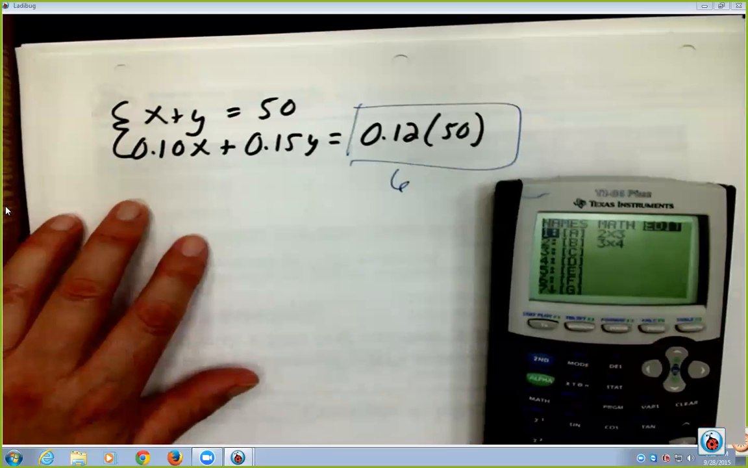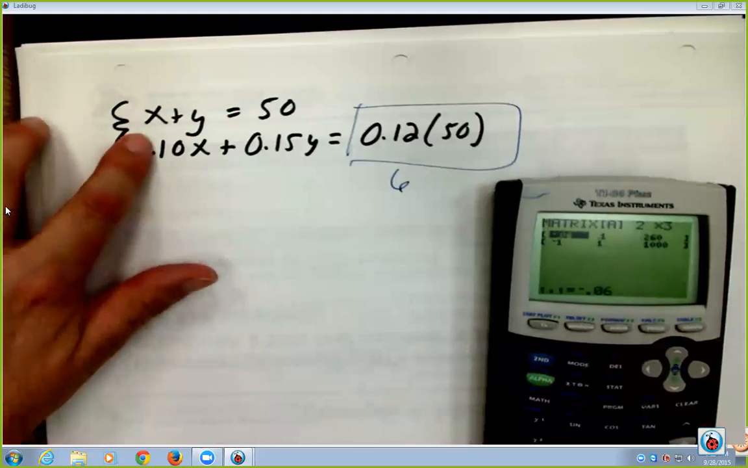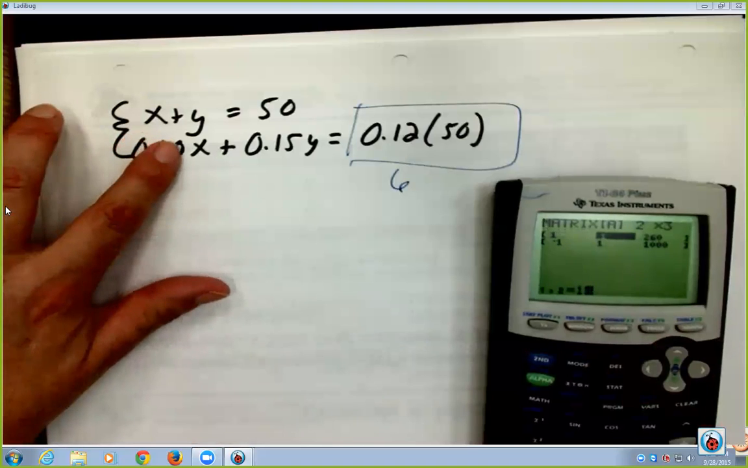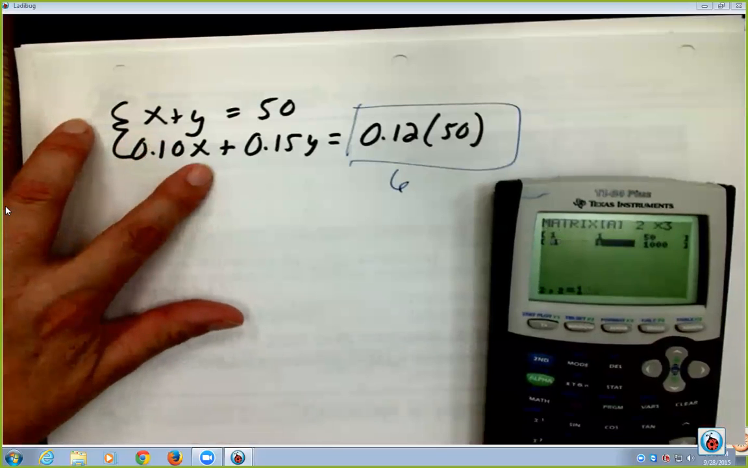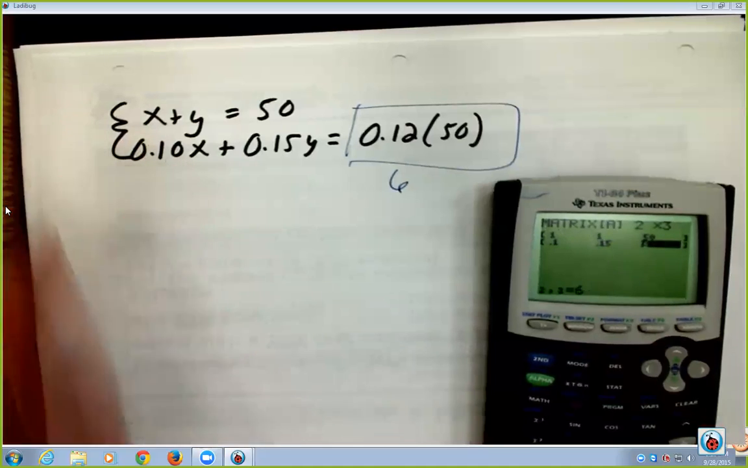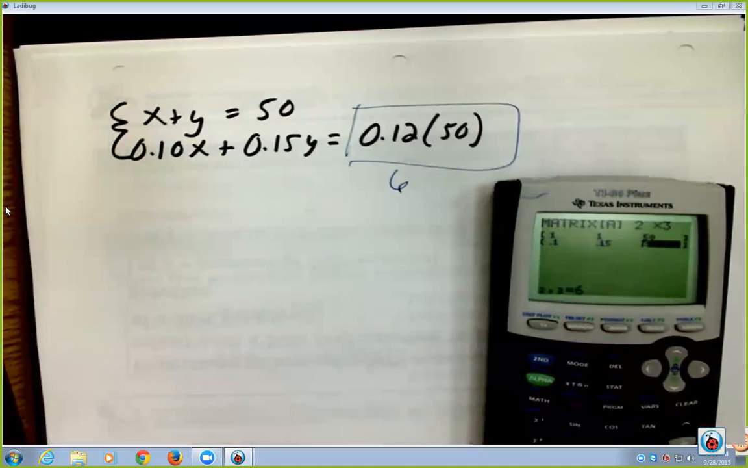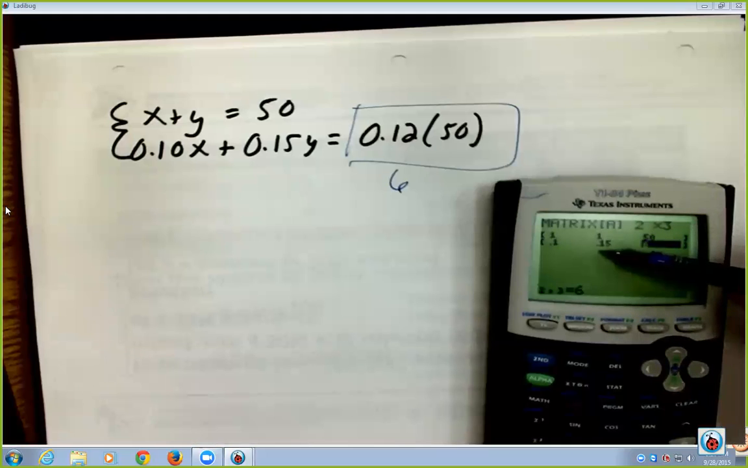Go over to edit, choose a 2x3, hit enter twice, put my numbers in: 1, enter, 50, enter, 0.1, enter, 0.15, enter, 6, enter. Just in your mixtures, make sure you solve that last piece. It won't solve anything within a matrix, so you have to put your answer in there for that. So 56, 1 and 0.15, and 1 and 0.1, so I'm good there.